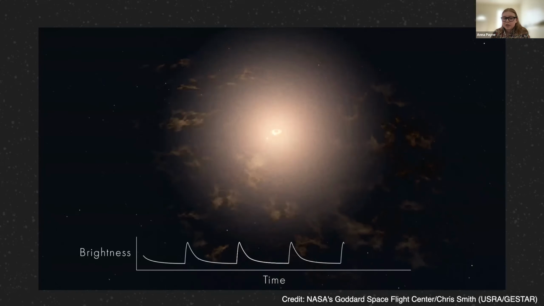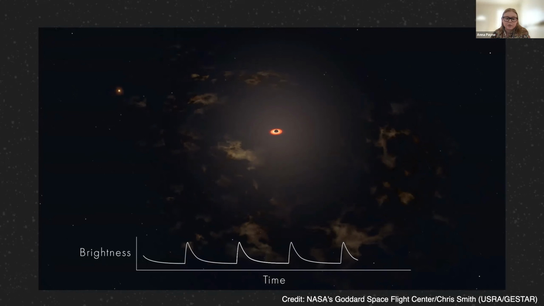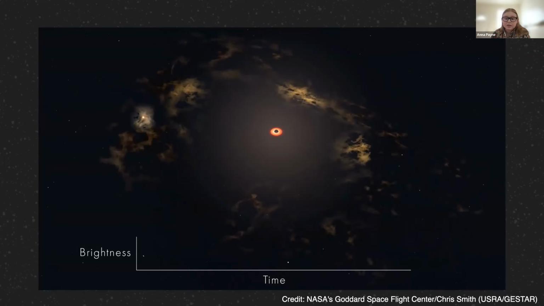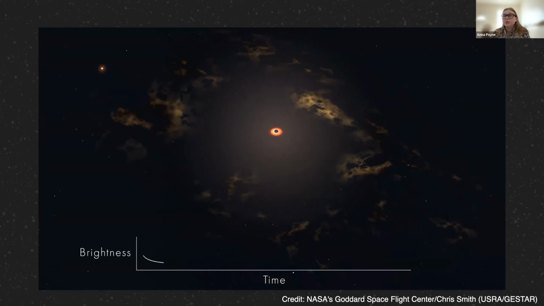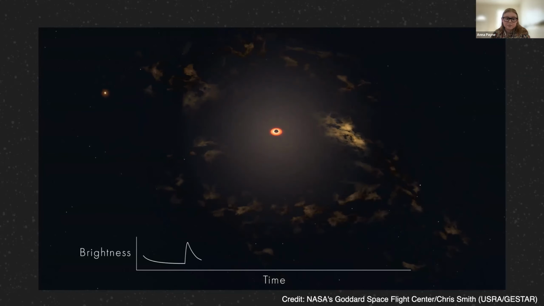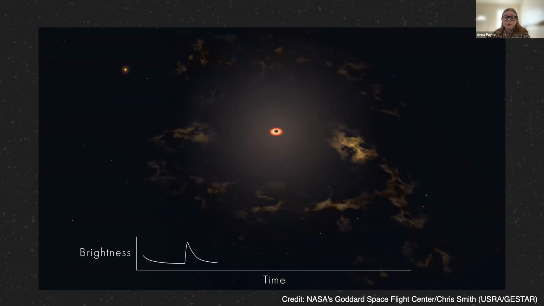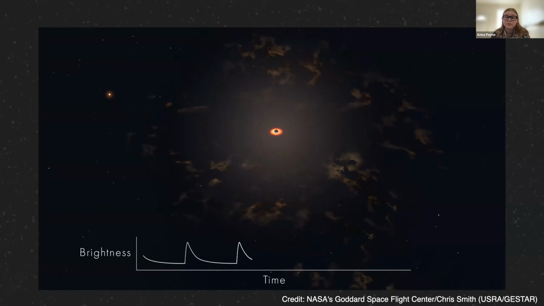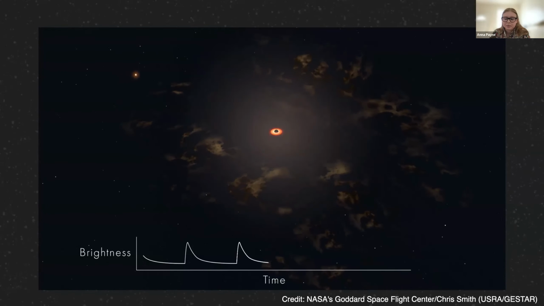But in a partial TDE, the star survives the encounter because it's on an orbit with the pericenter outside the tidal radius. And so the star is not completely destroyed. Only a fraction of its total mass is stripped. And if the star is on a bound orbit, this process keeps happening with each close approach. So once every period cycle corresponds to one flare.